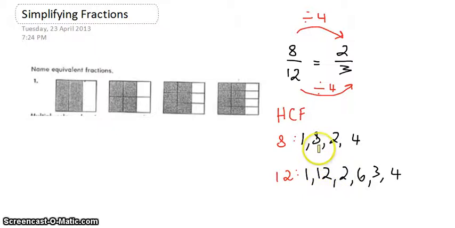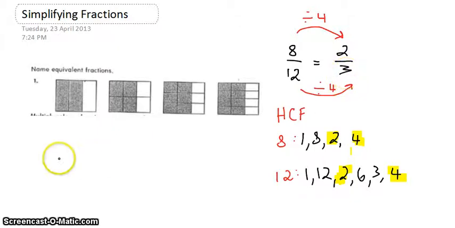So if we look at our list, we need to find those that are common. So 2 is common and 4 is common. And obviously the highest common one, the highest common factor is the 4. So we can divide our 8 by 4 and our 12 by 4 and we get 2/3.